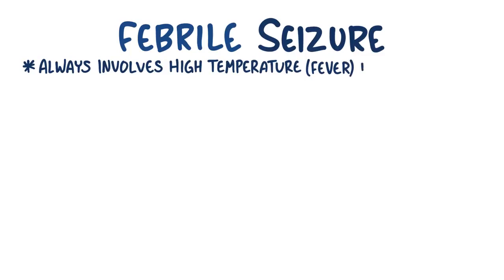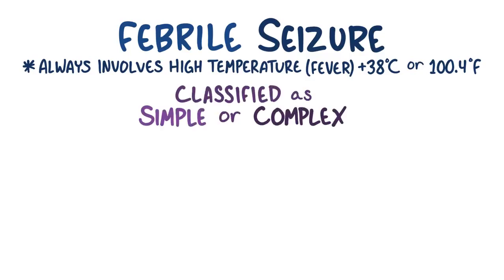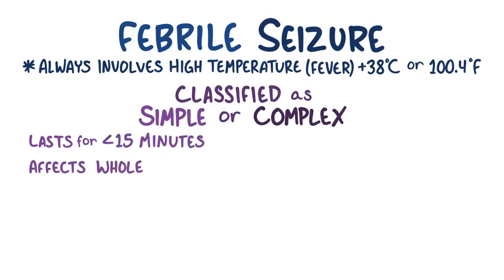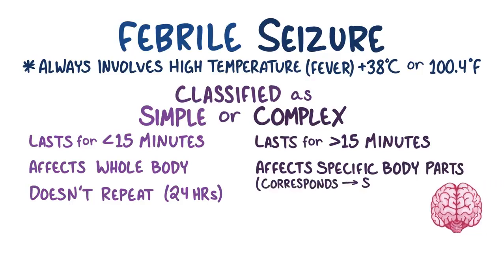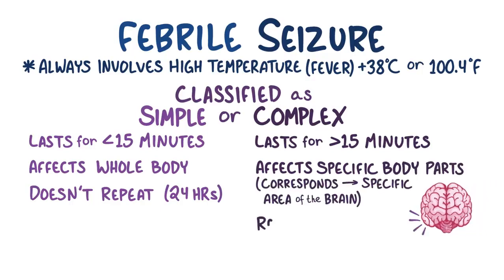Febrile seizures also always involve a high temperature, or fever, of above 38 degrees Celsius or 100.4 degrees Fahrenheit. And they can be classified as either simple or complex. A simple febrile seizure lasts for less than 15 minutes, affects the whole body, and doesn't repeat within 24 hours. A complex febrile seizure is one that lasts for over 15 minutes or affects a specific part of the body which corresponds to a specific part of the brain, or one that repeats within 24 hours. Basically, if a seizure doesn't meet the criteria for being considered simple, then it's considered complex.